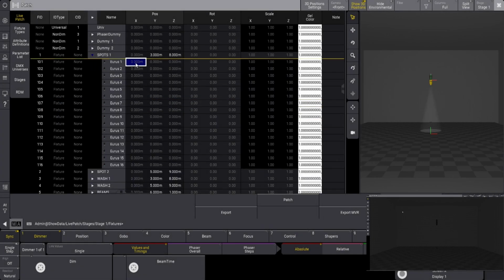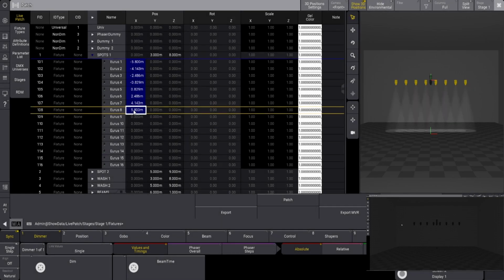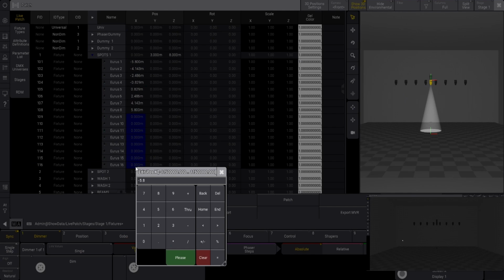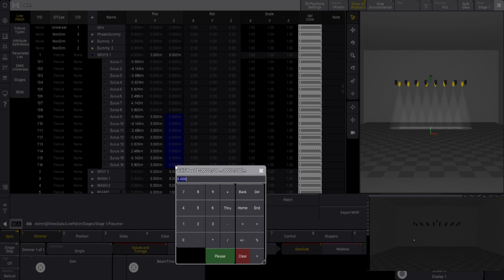So, first 8 urethras, let's go 12 meter truss, so minus 1.8 through 1.8. Going to match for the next eight. However, these are going to be another 3 meters upstage, and they're going to be a meter lower.